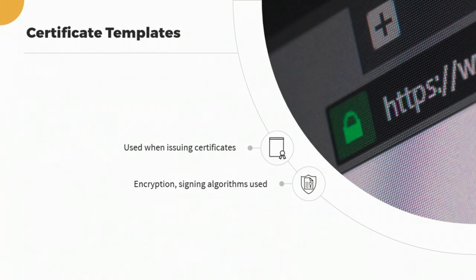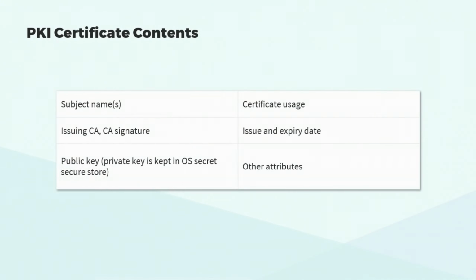The certificate template can also specify certificate usage constraints, such as the fact the certificate can be used to only encrypt. So within the PKI certificate, you would have the subject name. It might be an email address for a user. It might be a fully qualified domain name, DNS server, or whatever it is. You would have to change the certificate usage by details, the issuing CA name and the digital signature of it, the date the certificate was issued, when it expires, and all of those details.